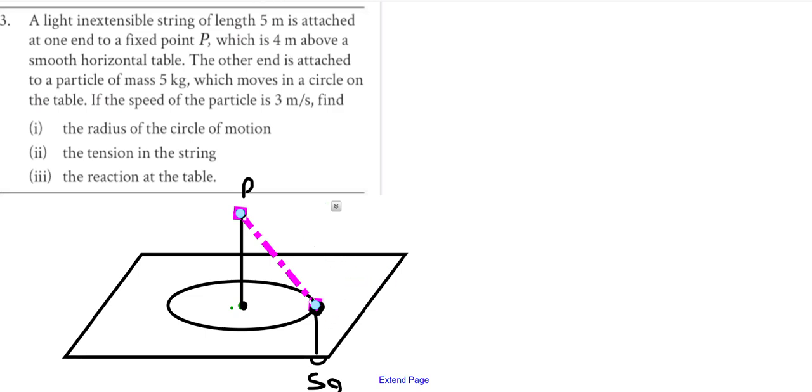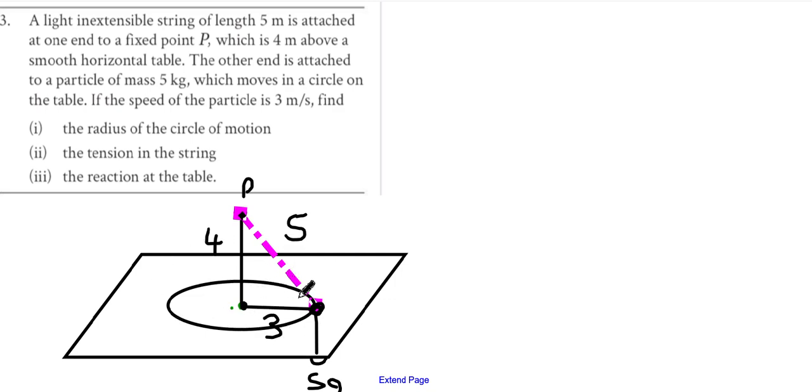Now, it's undergone a horizontal circle. It's not a rugby ball, it's an actual circle. It's just a 3D image that looks like an ellipse, okay? Now, we know that this is 4, and we know the hypotenuse is 5, so what does that mean about the adjacent? 3. Would you all agree it's spinning in a circle of radius 3?